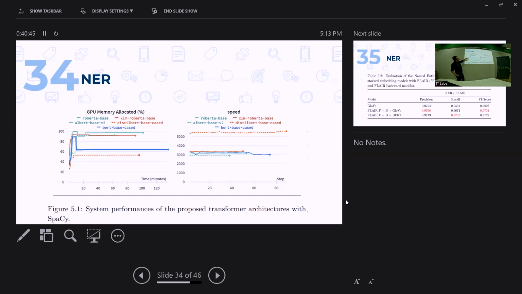DistilBERT is the lightweight version of BERT. This is the time in minutes. Yes, this is the GPU memory allocated. I don't recall the size of the GPU RAM, but nevertheless, it occupied 50%, I think not more than 12 gigabytes. So it means 6 gigabytes is the model at the most. And here we have the speed. You will notice that this goes up. And if you want to be fast in production, then DistilBERT is also a good solution.